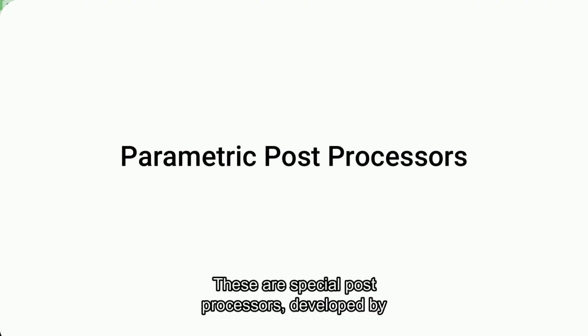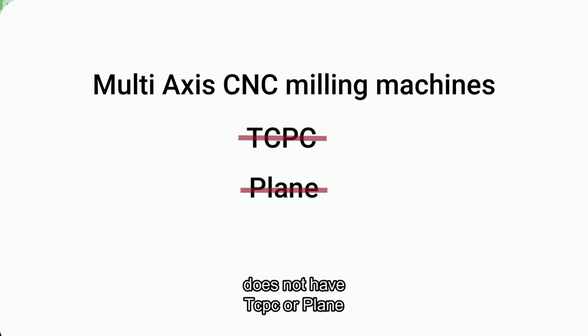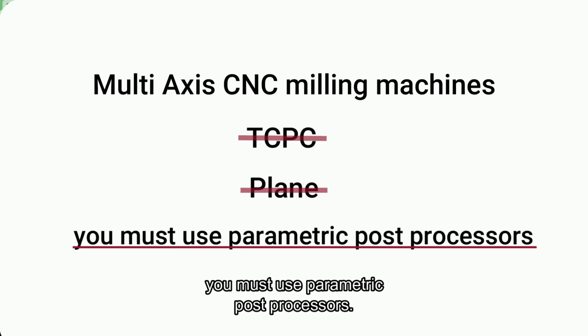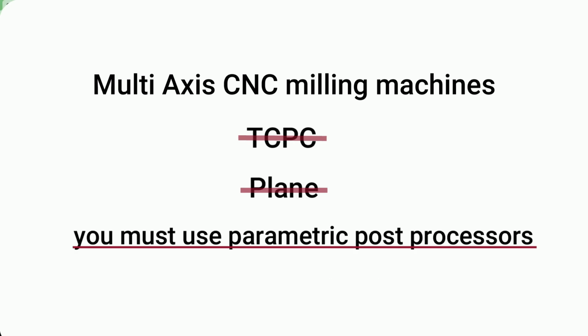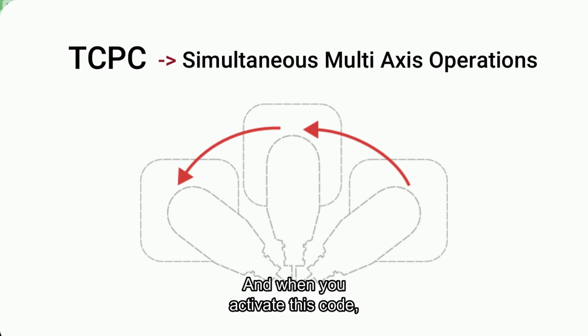These are special post processors developed by Mona's expert team using Mona's Post Developer. When your multi-axis CNC milling machine does not have TCPC or plain codes of the CNC controller, you must use parametric post processors.